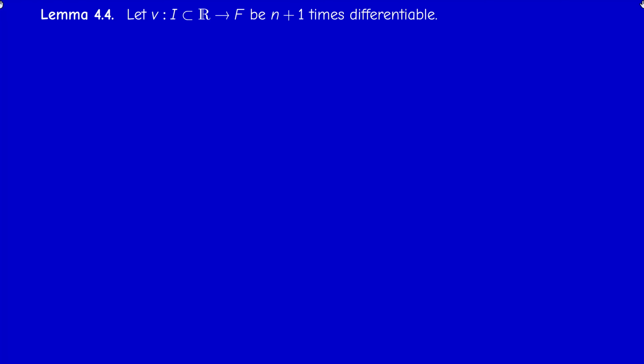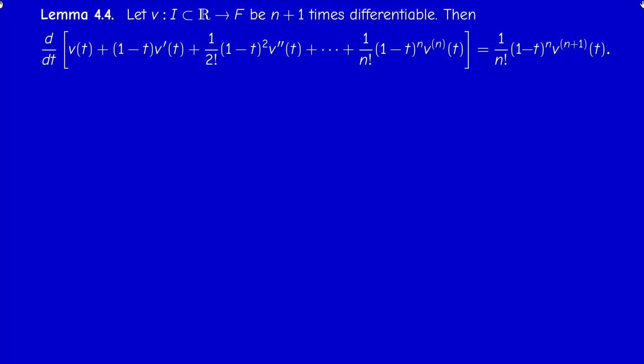Okay, second result. If we have a function v from an open interval I of R into a normed space F, which is n+1 times differentiable, Fréchet differentiable, of course, then the derivative of this expression, v of 1 minus t v prime of t, here of course we consider v prime as an element in F, plus 1 over 2 factorial 1 minus t squared v double prime, etc. The last term is 1 over n factorial 1 minus t to the n v^(n). If I differentiate this with respect to t, I get 1 over n factorial times 1 minus t to the n times the derivative of order n plus 1 of v.